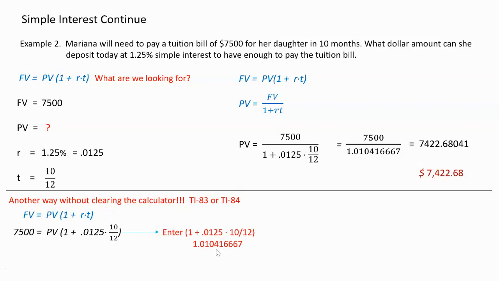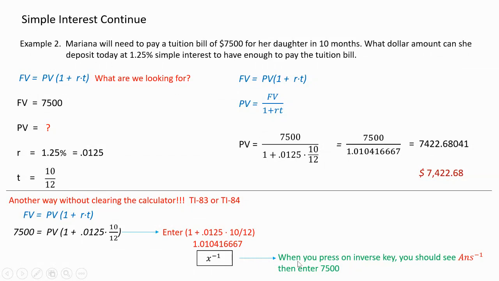Now, how can we continue without stopping the calculator? Here's what you do. You press the inverse key, which on the TI-83, TI-84 calculator is in the first column, fourth row. X to the negative 1 power, the inverse, means that you're going to multiply by the inverse of 1.010416667. Once you press that key, this is what you should see on your calculator.